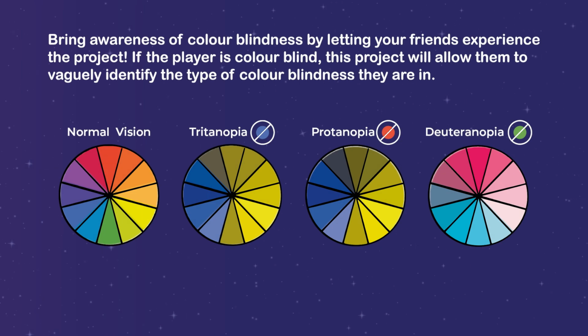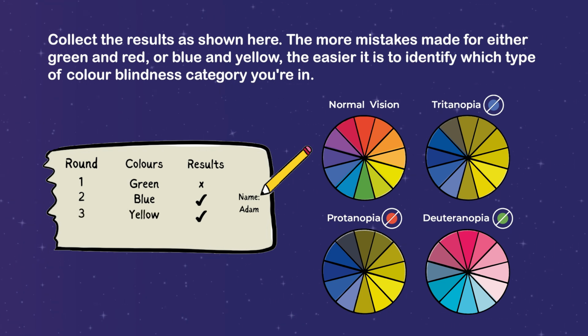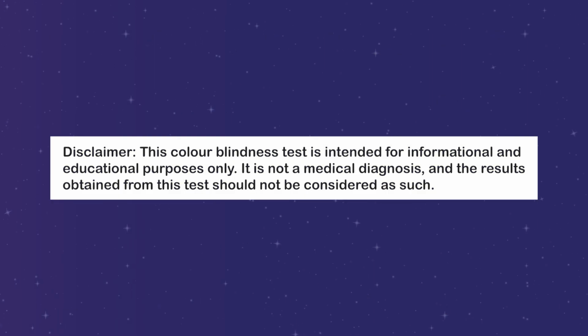Bring awareness of color blindness by letting your friends experience the project. If the player is colorblind, this project will allow them to vaguely identify the type of color blindness they are in. Collect the results as shown here. The more mistakes made for either green and red or blue and yellow, the easier it is to identify which type of color blindness category you are in.